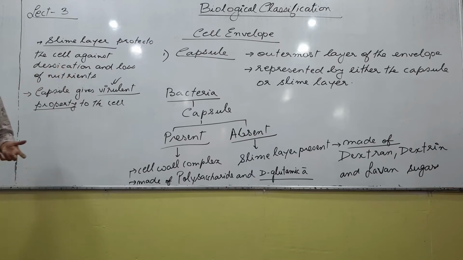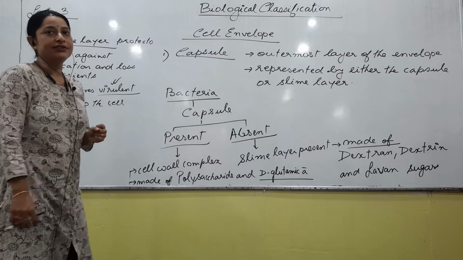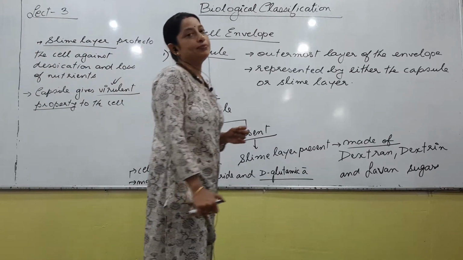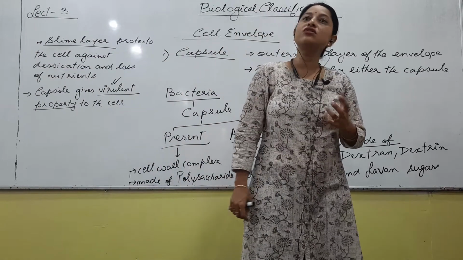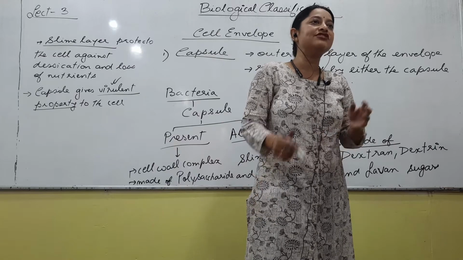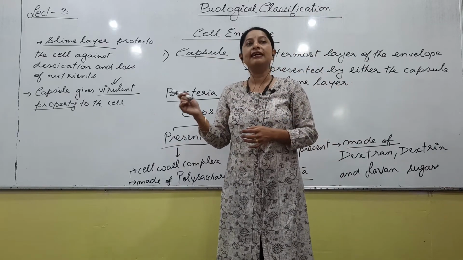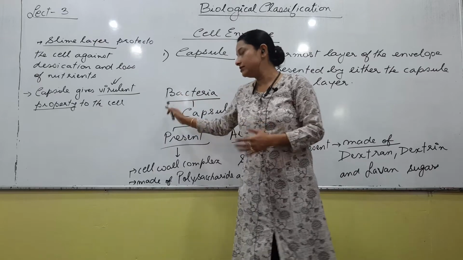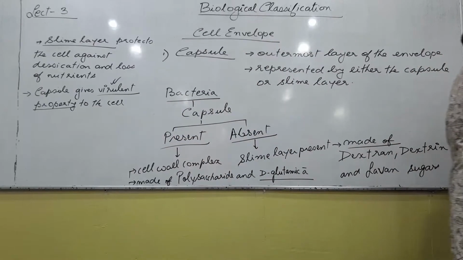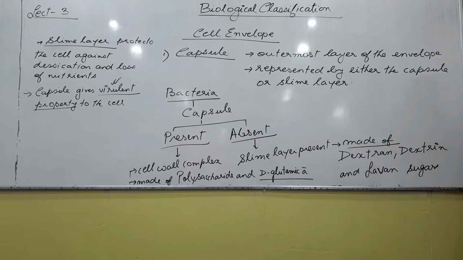Loss of nutrients we understand. What is the meaning of desiccation? Drying up, right. So that the cell does not dry up, that is what is called desiccation. So to maintain the water content, it is always the slime layer, and loss of nutrients. Please write this part. So this is all about the cell wall, the capsule.